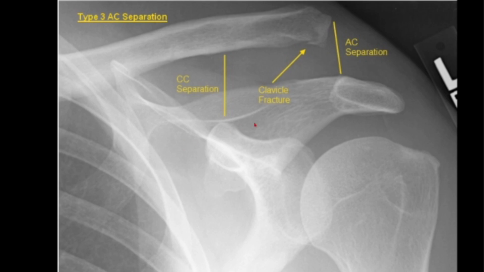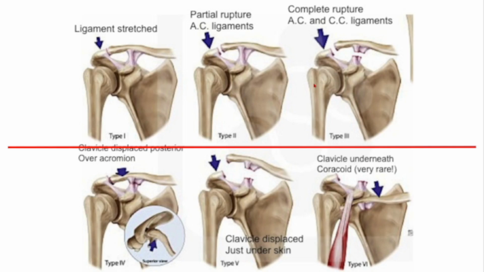When someone has an AC joint separation, there's different flavors, which I will show you. This is a type 3. The AC joint ligaments have torn, and in this case, the coracoclavicular ligaments have torn. And essentially, the clavicle is now floating. There's also a very subtle clavicle fracture. It's very small. Think of that as an avulsion injury, probably from the acromioclavicular ligaments.